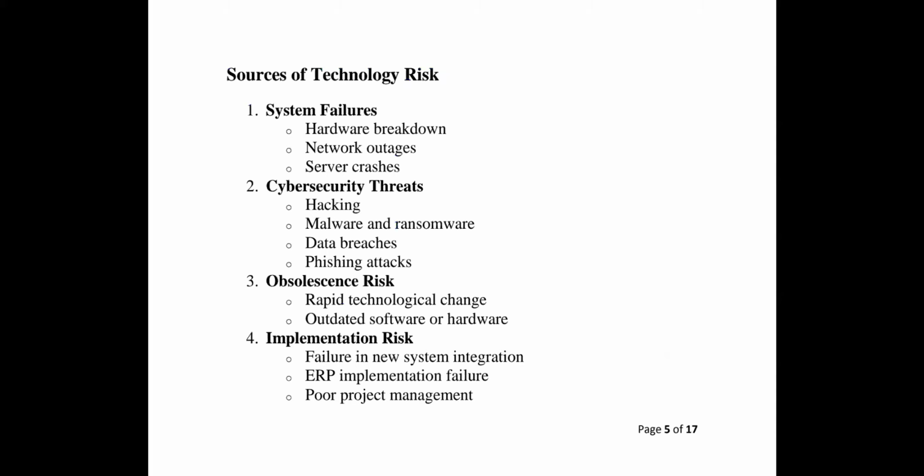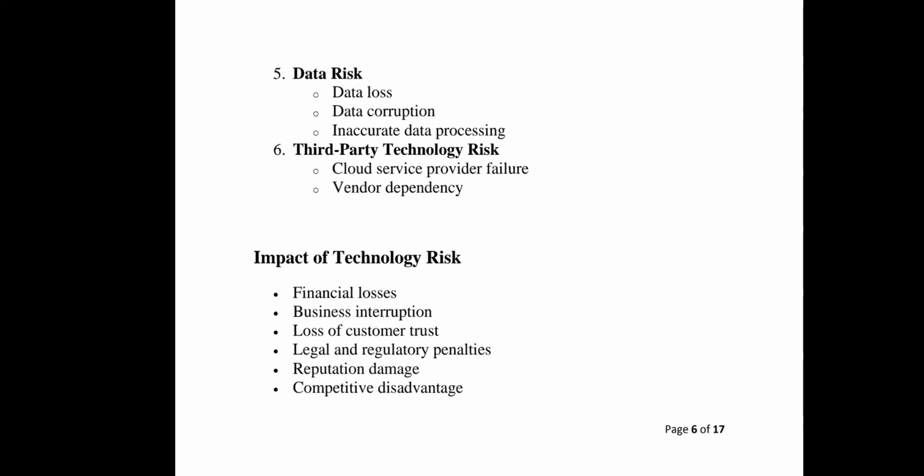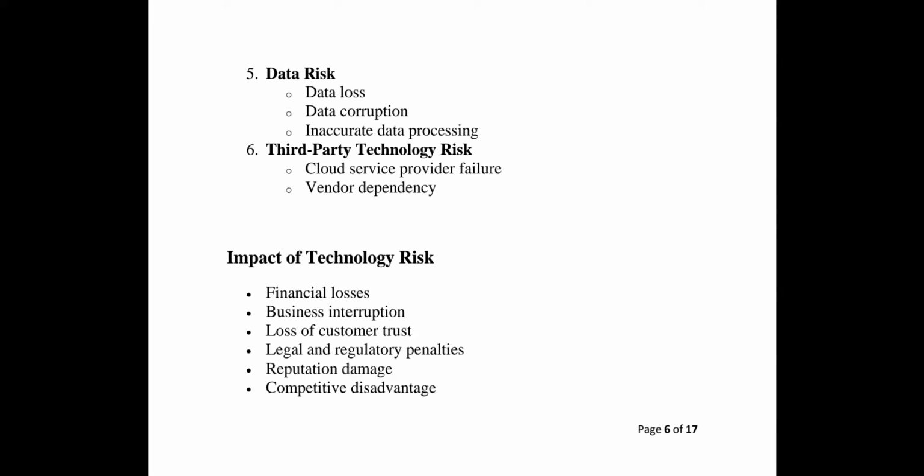Sources of technology risk: system failure, hardware breakdown, network outages, server crashes, cyber security. We have already seen hacking, malware, ransomware, data breaches, phishing attacks. Since we have already seen obsolescence risk, rapid technological change, outdated software or hardware, implementation risk, failure in new system integration, ERP implementation failure, poor project management. Data risk: data losses, data corruption, inaccurate data processing.